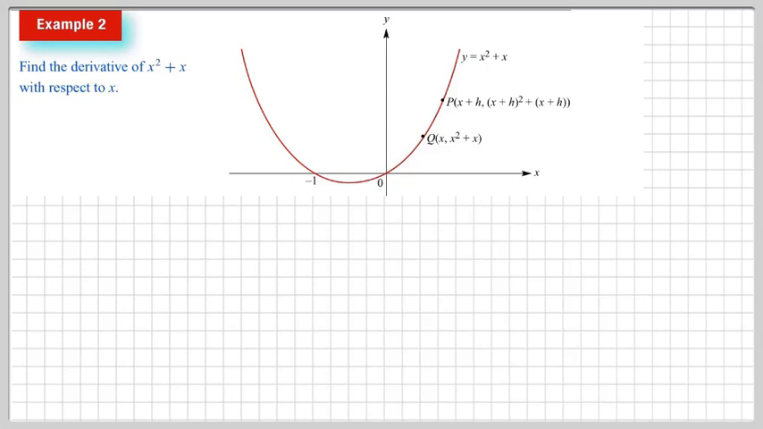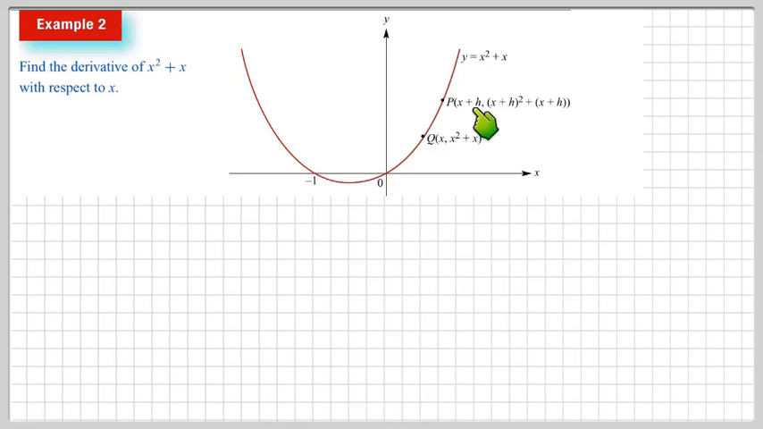In this particular example, we're actually asked for the derivative function. And the function is x squared plus x with respect to x. Now, this is getting a little bit more general. We're not using a specific point Q like we had before, where we knew the coordinates. We're using Q as a more general point. It's just x, and then x squared plus x is the y coordinate, and P is just a little bit more than Q in terms of the x coordinates, just a little bit more.